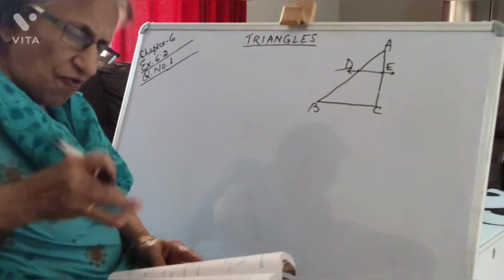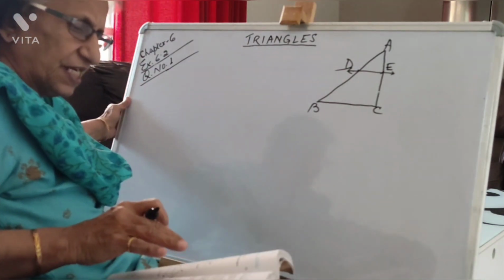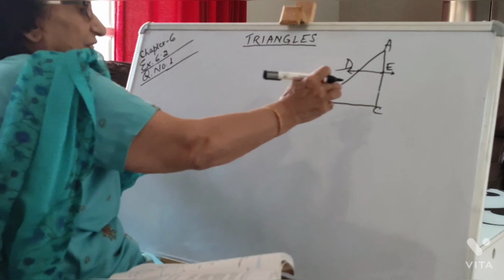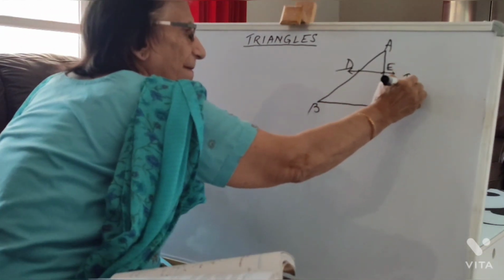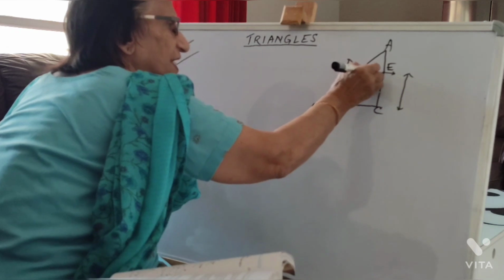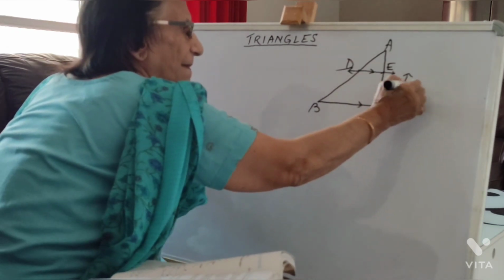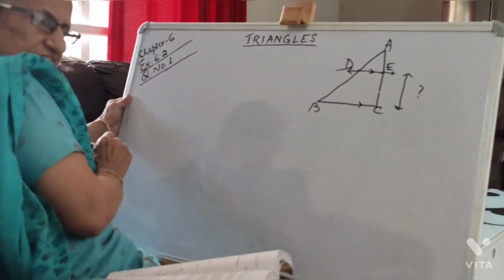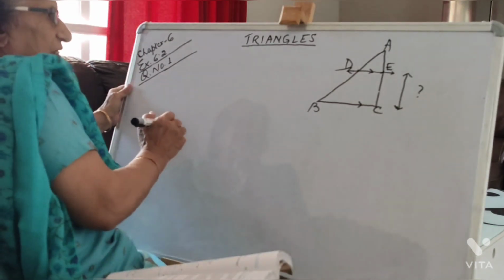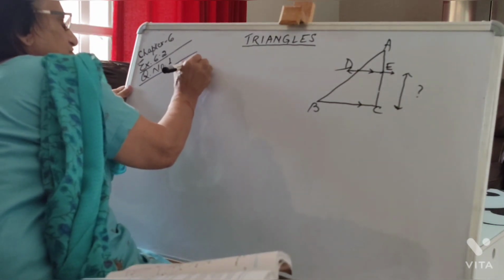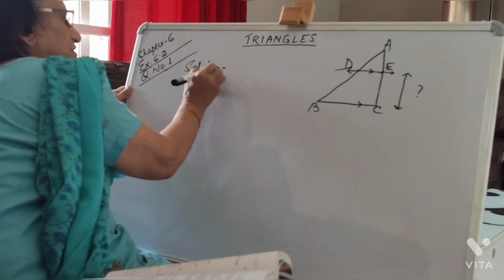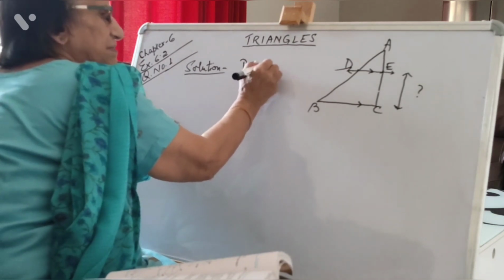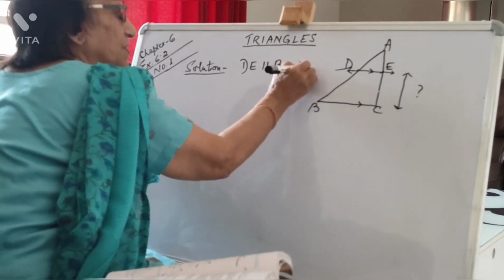What we are to find? Find EC. We are to find this EC. And this line is parallel to this line. It is given. Solution. DE is parallel to BC, given.